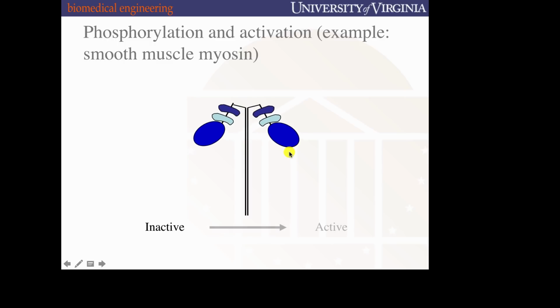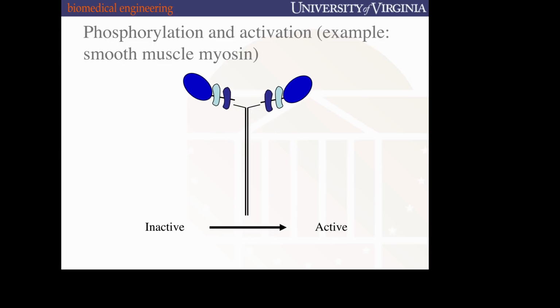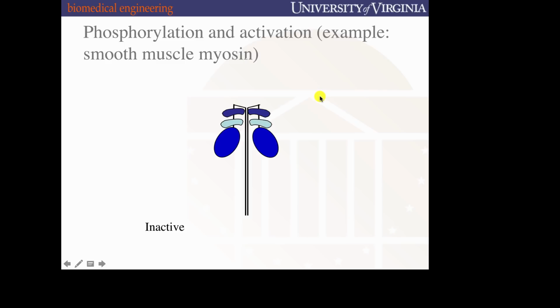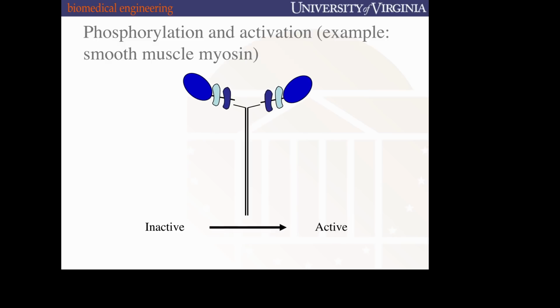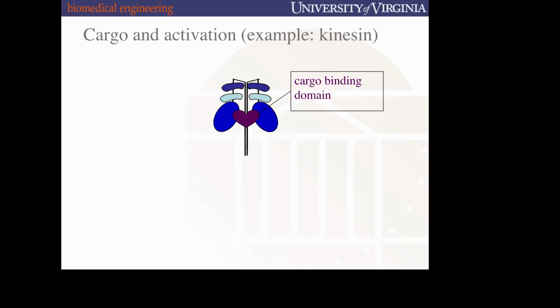We get phosphorylation events, and those cause conformational changes to the overall structure, which then reposition the myosin head domains in an orientation or configuration that allows them to bind actin. Again, phosphorylation events cause conformational change, something we've heard a lot about already, leads to activation of myosin.